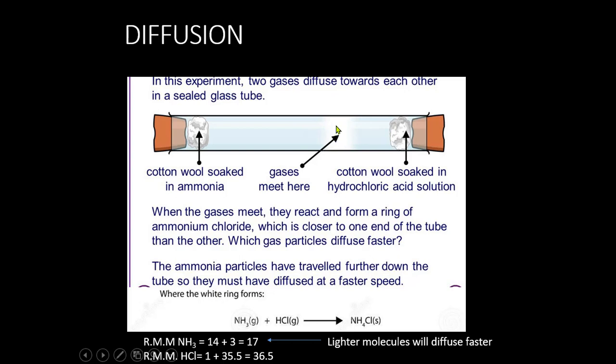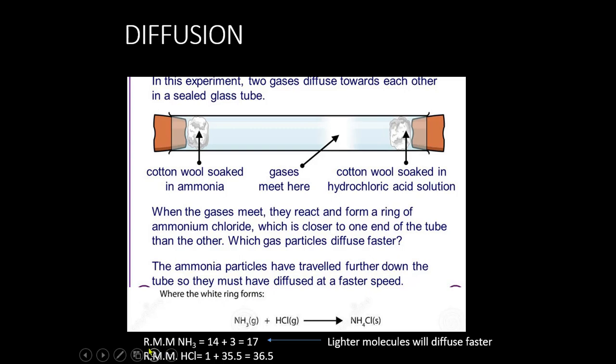When they meet, they react to form a ring of ammonium chloride. However, it's actually closer to one end of the tube than the other. Which gas particles move faster? Well, the ammonia particles have traveled further down the tube, so they must have diffused at a faster speed.